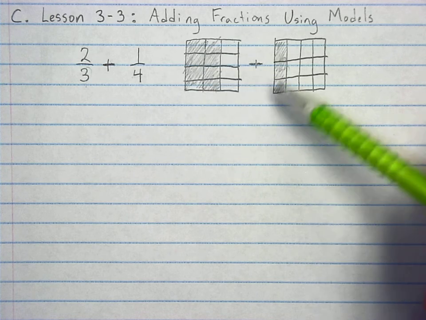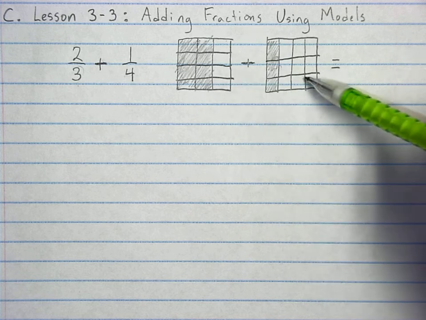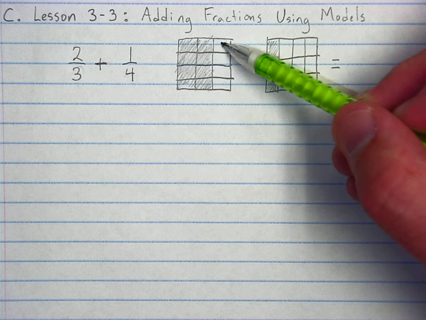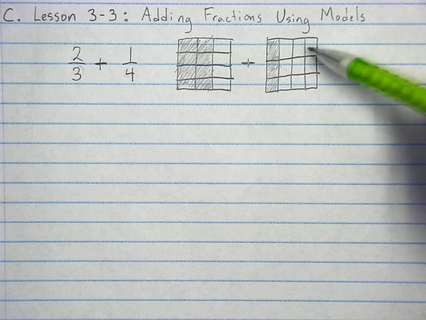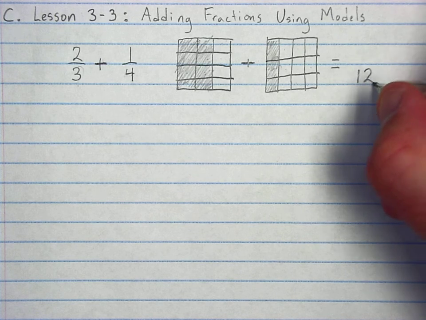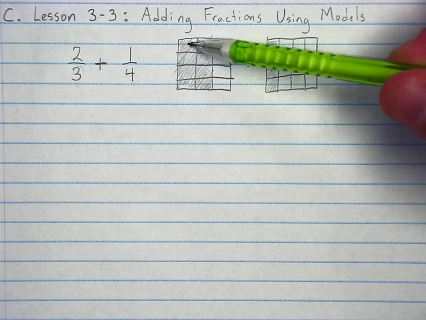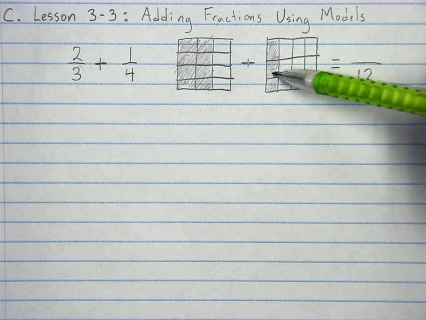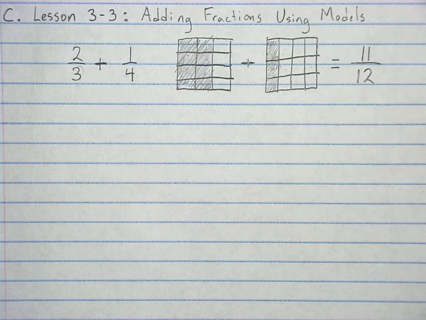Now I have changed both of these so that instead of being thirds, instead of being fourths, both of them are now 1, 2, 3, 4, 5, 6, 7, 8, 9, 10, 11, 12. Both of them are 12ths. Now I just go ahead and add up the boxes. 1, 2, 3, 4, 5, 6, 7, 8 are colored here. 9, 10, 11. 8 plus 3, 11. 11 twelfths. Okay.